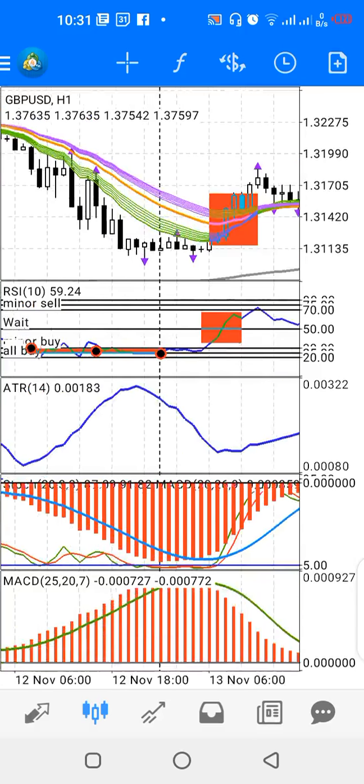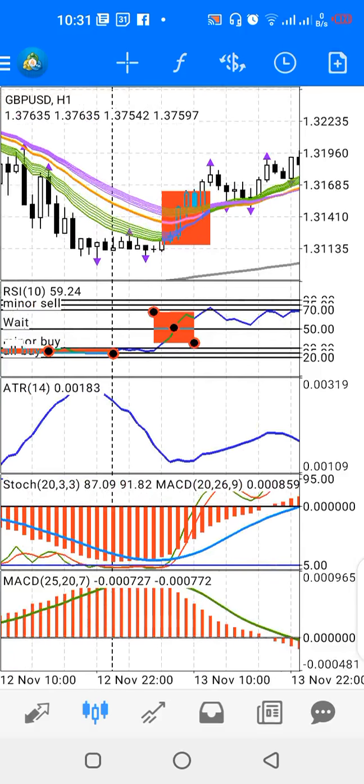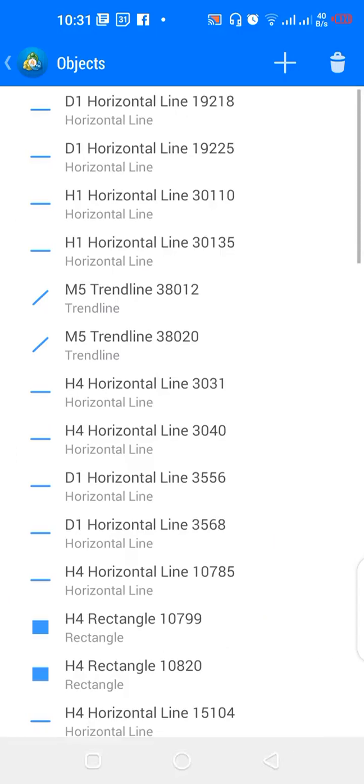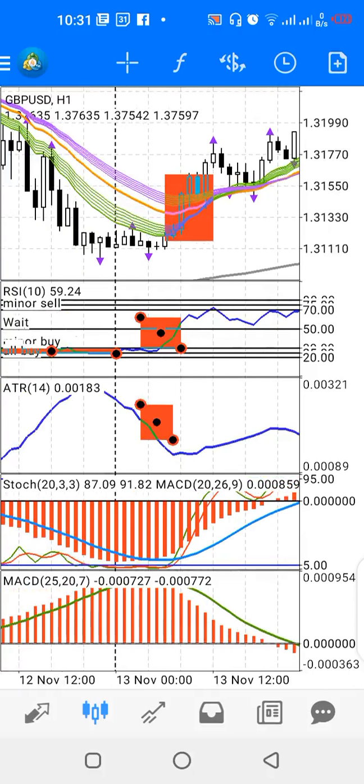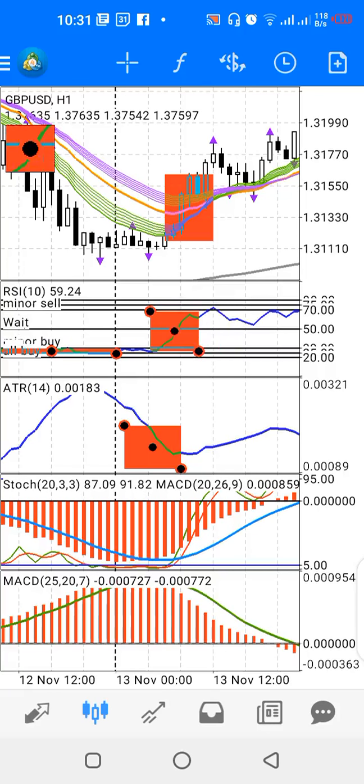Same thing if the RSI line is rising, like it's rising around here, and your ATR line is also rising, that's a good confirmation for you to buy. But for this particular example, the ATR line is falling, so you may just use other indicator windows to place your trade.